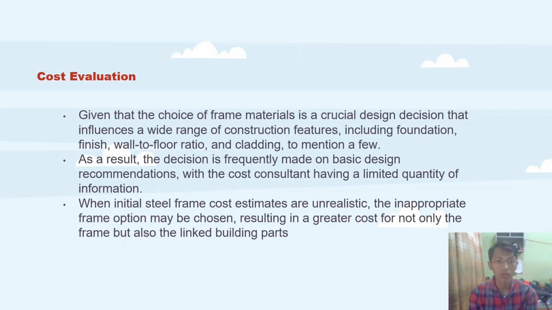Okay, now for cost evaluation. The choice of frame material is a crucial design decision that influences a wide range of construction features, including foundation, finish, wall to floor ratio, and cladding, to mention a few. Making substantial modifications to the type or shape of the frame after a decision has been taken and the design has progressed is disruptive and typically erroneous.